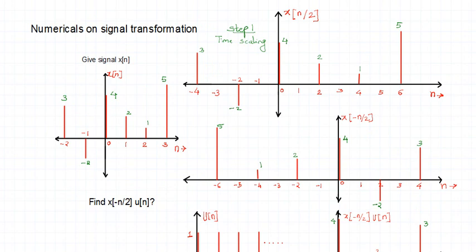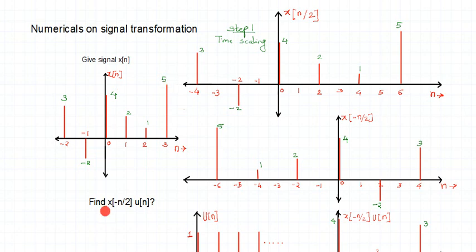Okay, one DT signal problem and then we'll stop. So you have been given a DT signal here and you have been asked to find the signal x of minus n by 2 into u of n. The input signal consists of how many samples? Samples from minus 2 to plus 3. You have been given a DT signal which exists from minus 2 to plus 3, having magnitudes 3, minus 2, 4, 2, 1 and 5.